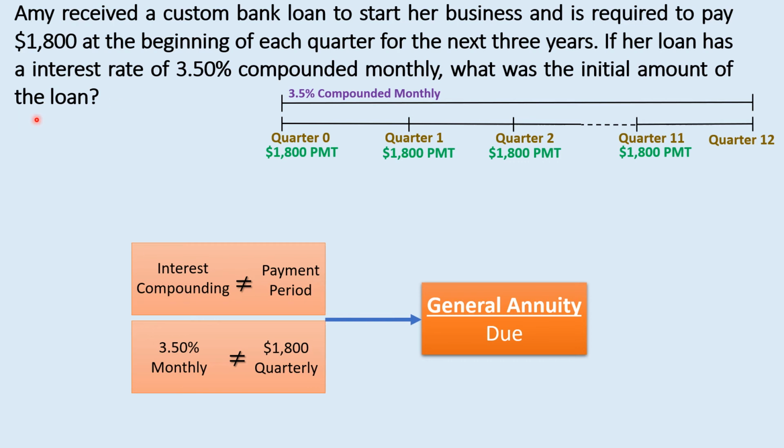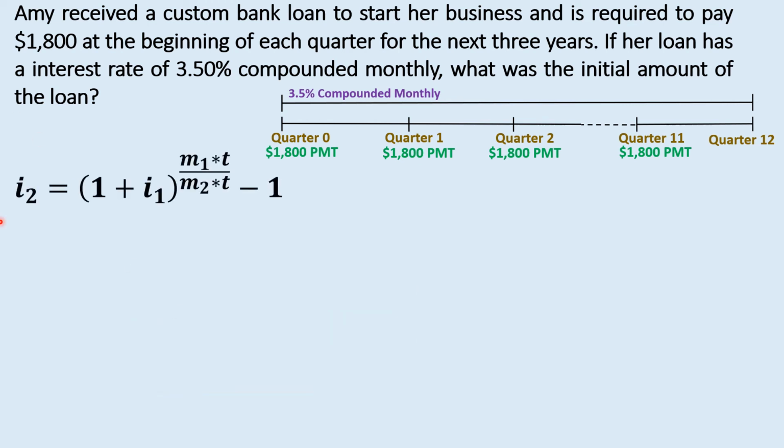So that's how we know that it will calculate the present value of the whole question. Now let's go ahead and use our nominal to effective interest rate formula to convert the 3.5% compounded monthly into a quarterly rate. To do that, we're going to simply use the nominal to effective interest rate equation.